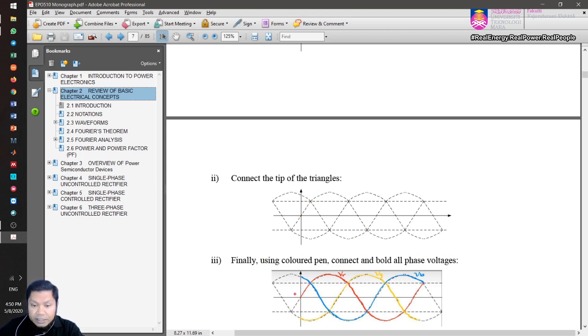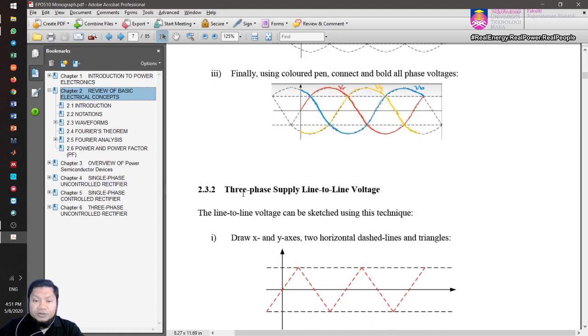So how to do that? You just simply make it bold. So you just trace it again. Okay, red. Then you have yellow. You can use a proper colored pen, right, to denote the red, yellow, and blue. Now you have a nice sinusoidal three-phase voltage. Right? So that's it.